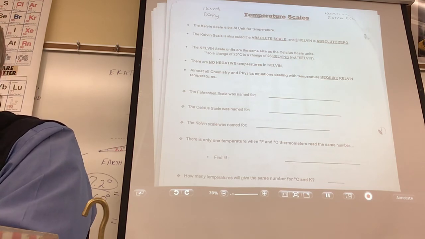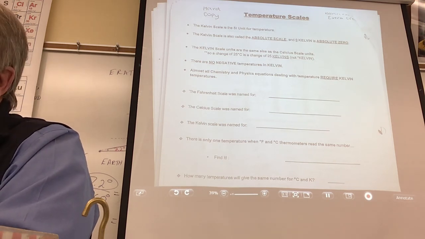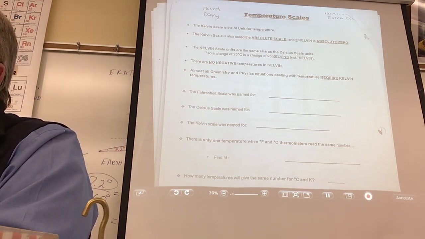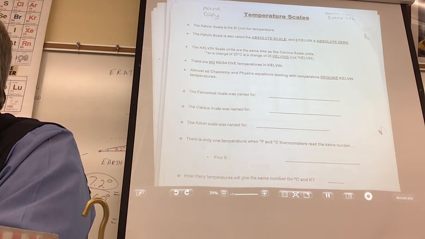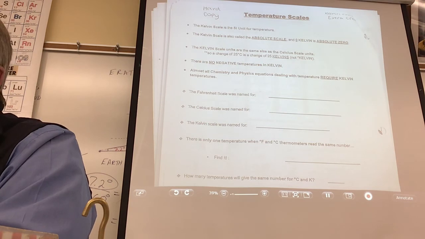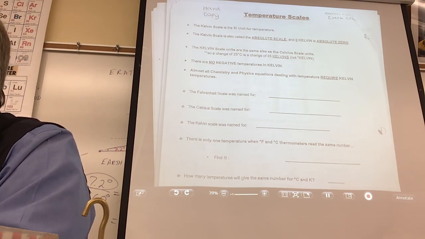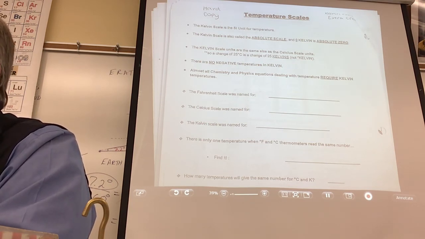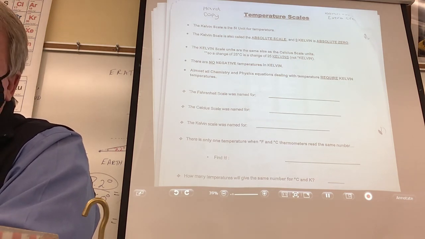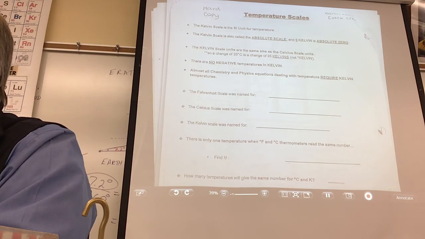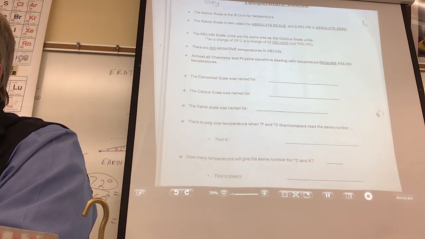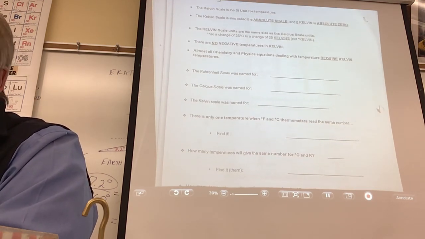The Fahrenheit scale was named for Gabriel Fahrenheit. I mean, that's his name, Fahrenheit. The Celsius scale was named for Andrew Celsius. And the Kelvin scale was named for John Thomson, also known as Lord Kelvin. There you go. There's only one temperature in which Fahrenheit and Celsius thermometers read the same number.